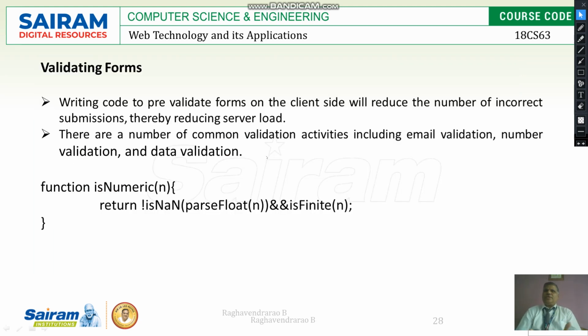Validating the forms: usually forms are validated by using functions. The function keyword is used, then the function name is given, isNumeric, and n is the value that it is going to check. Return not isNaN, parseFloat(n), and isFinite(n). Within that, if it passes, then you should display it. That is how isNumeric is checked. So this is going to be used for validations.